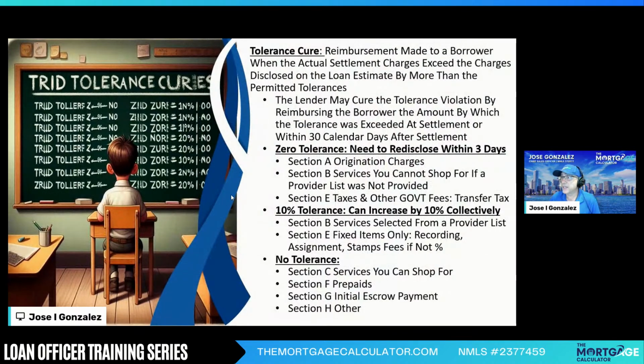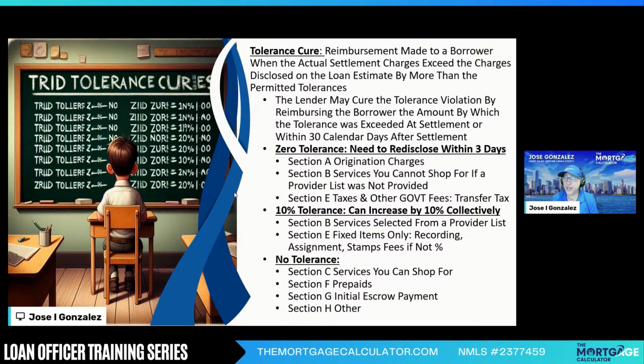So what exactly do we mean by a tolerance cure? A tolerance cure is a reimbursement made to a borrower when the actual settlement charges exceed the charges disclosed on the loan estimate by more than the permitted tolerances. The lender may cure the tolerance violation by reimbursing the borrower the amount by which the tolerance was exceeded, either at settlement or within 30 calendar days after settlement.